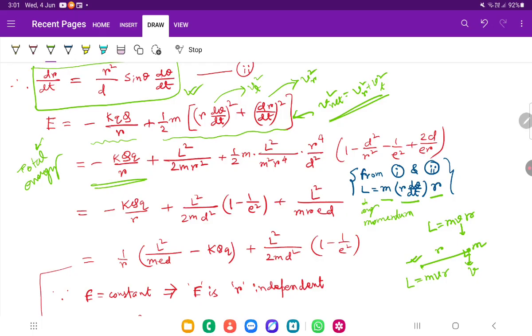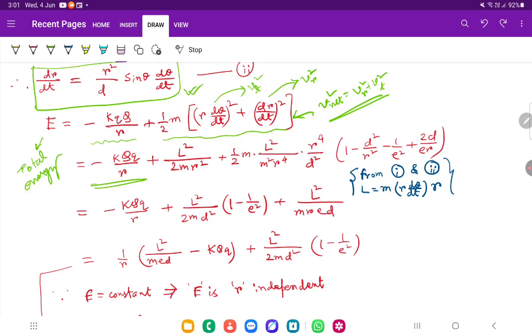So this one only I have written that m r and r d theta dt is a tangential component, because the radial component of velocity will not contribute to the angular momentum, as you know. So I'm rubbing a few things just to make the solution a bit clear.